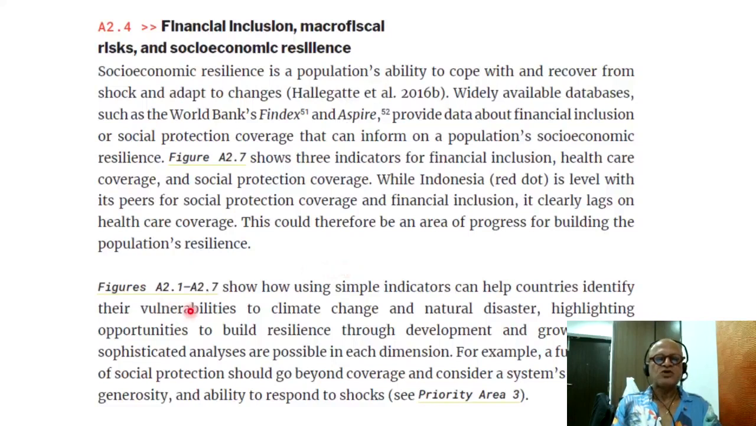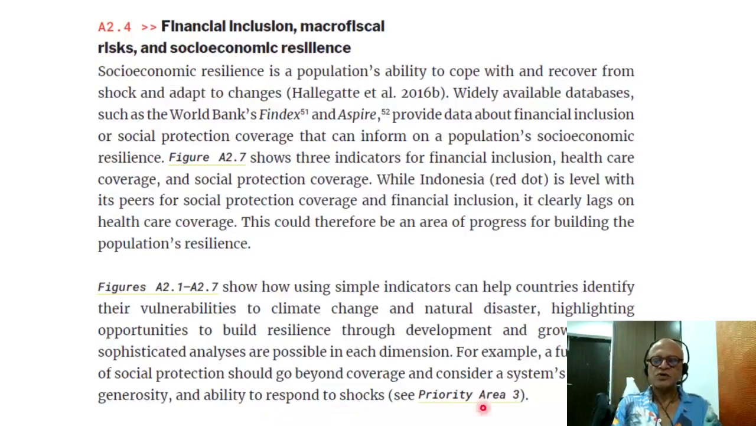We look at figures A2.1 and 2.7, all showing how using simple indicators can help countries identify their vulnerabilities to climate change and natural disasters, highlighting opportunities to build resilience through development and growth, which again have to be inclusive. More sophisticated analyses are possible in each dimension, of course. For example, a full analysis of social protection should go beyond coverage and consider a system's targeting, generosity in terms of payouts, and ability to respond to shocks.